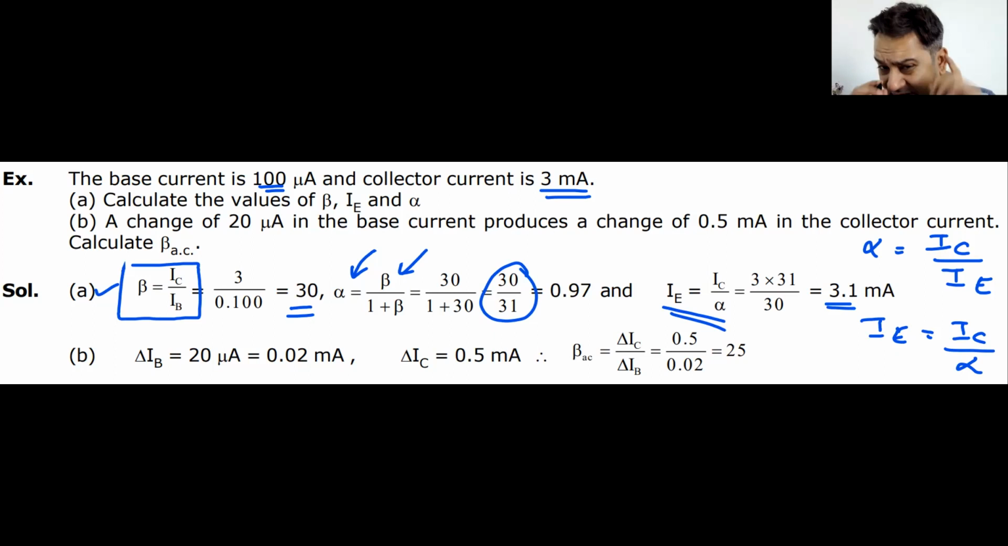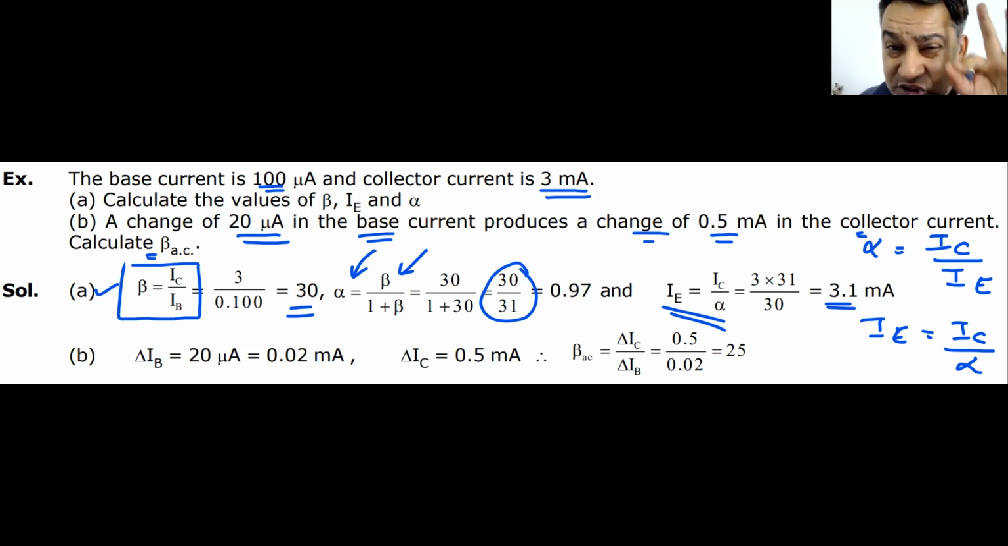Then the next question, this is how the question might come in the examination hall, and that is why we have done this. A change of current of 20 microamps in the base current produces a change of 0.5 milliamps in the collector current. Find the value of beta AC. Remember, up till now, what we were doing were DC things. For AC, it will be change in current. Doesn't matter. The formula remains the same. Instead of base current, we will call it change in base current.